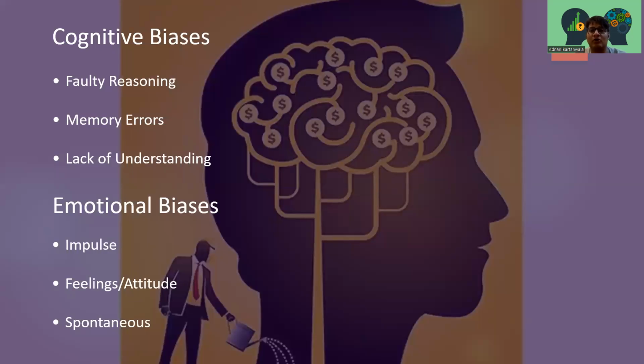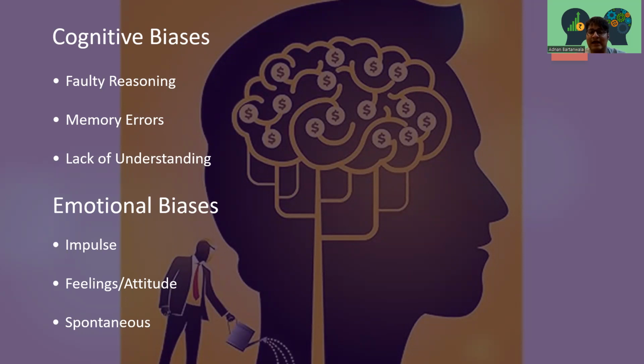So, what are cognitive biases? Basically, these are biases that prevail amongst humans because of faulty reasoning. They have an illogical reason for something, and that is why they think illogically. Maybe because of memory errors, because they do not recall something properly. Anything related to memory in general, or the way you recall or remember things, all those biases fall under cognitive biases.